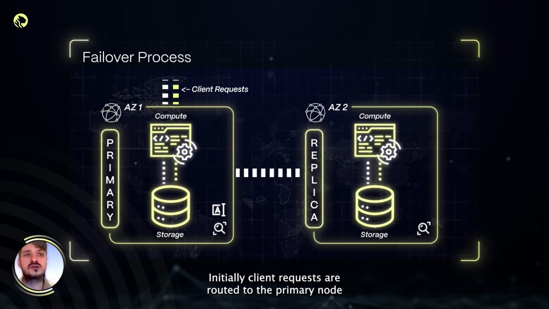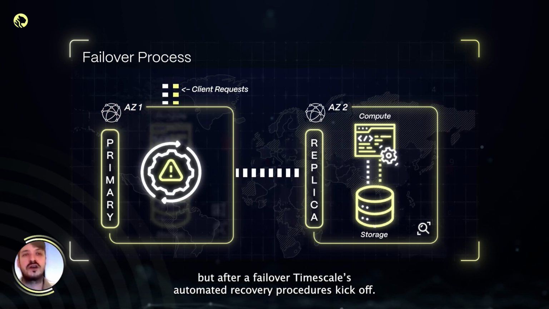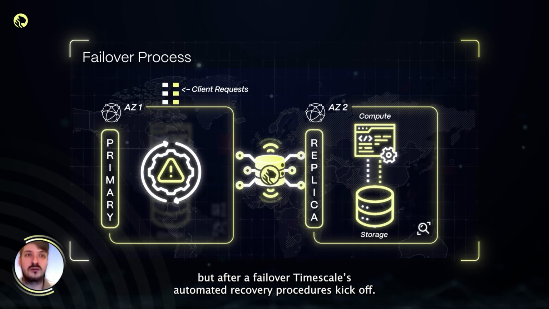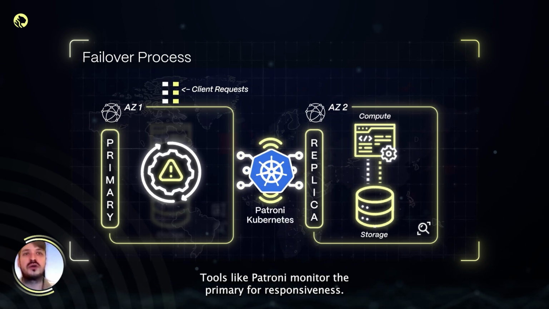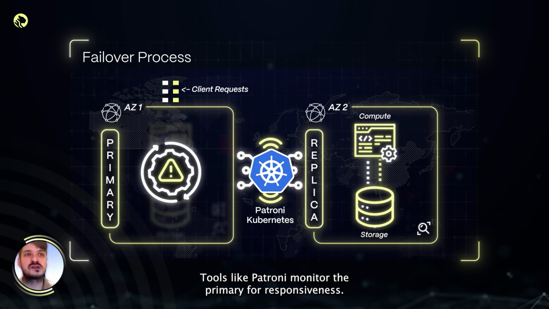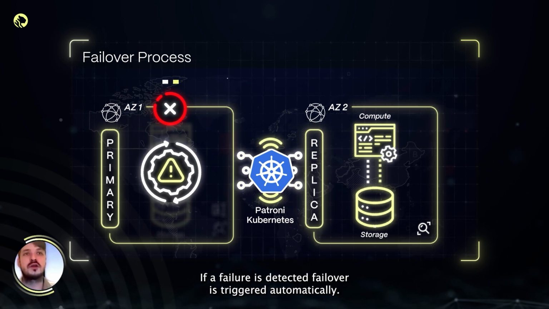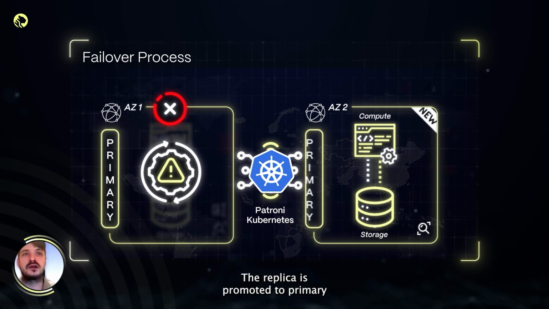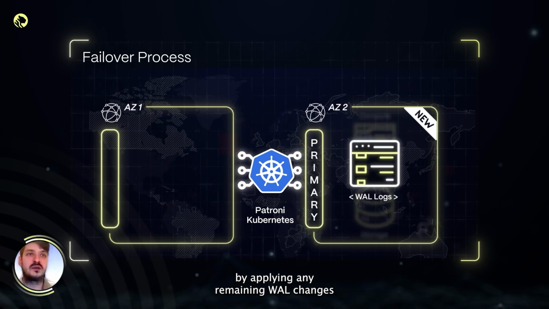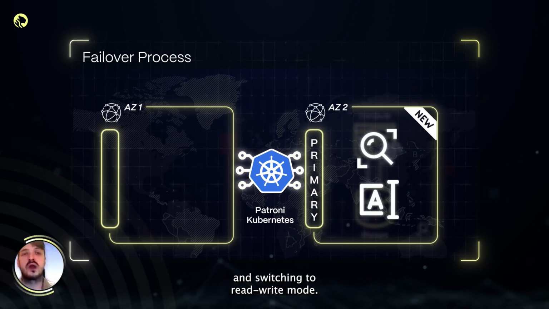Initially, client requests are routed to the primary node, but after a failover, Timescale's automated recovery procedures kick off. Tools like Patroni monitor the primary for responsiveness. If a failure is detected, failover is triggered automatically. The replica is promoted to primary by applying any remaining WAL changes and switching to read-write mode.